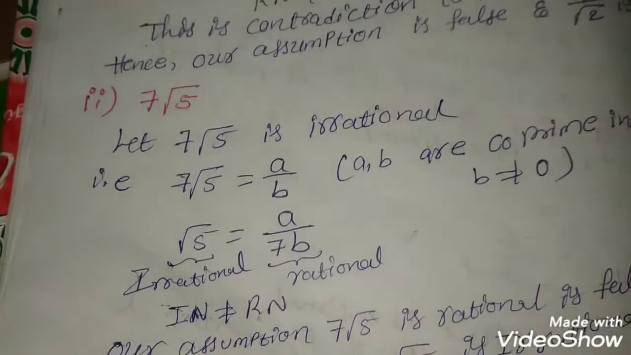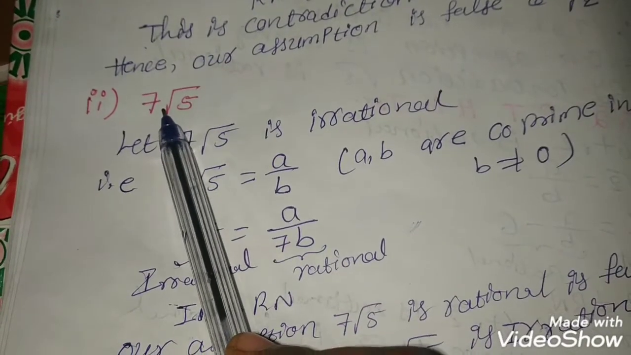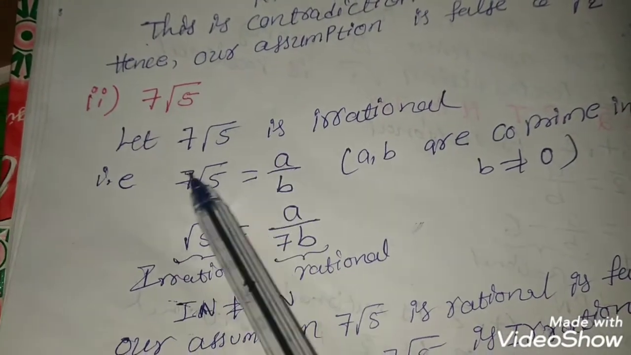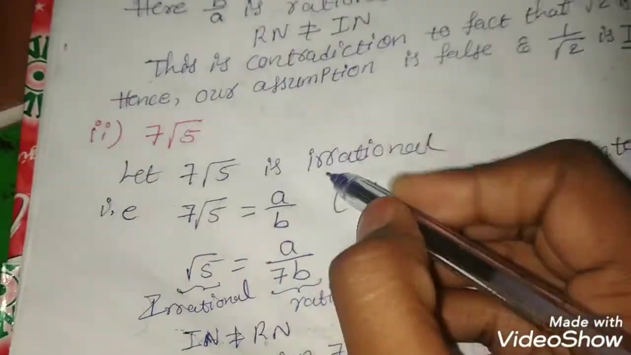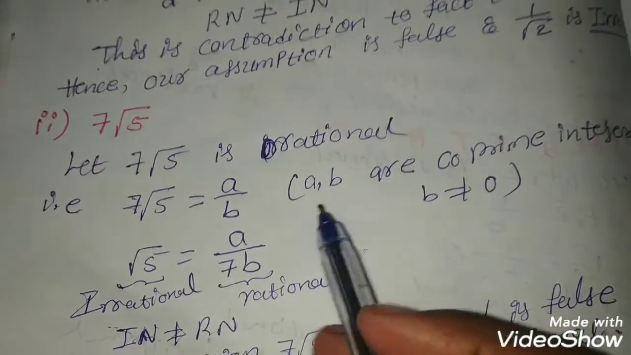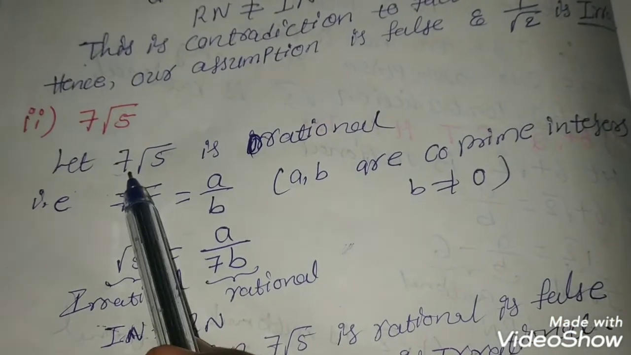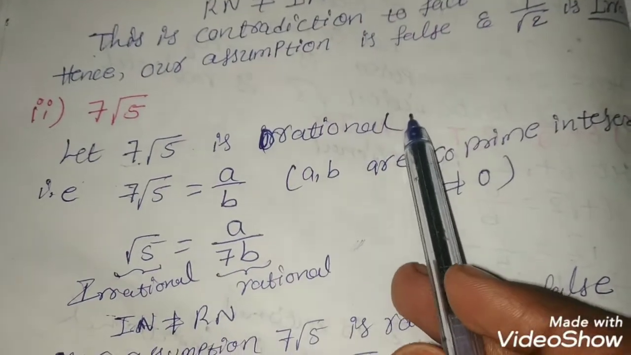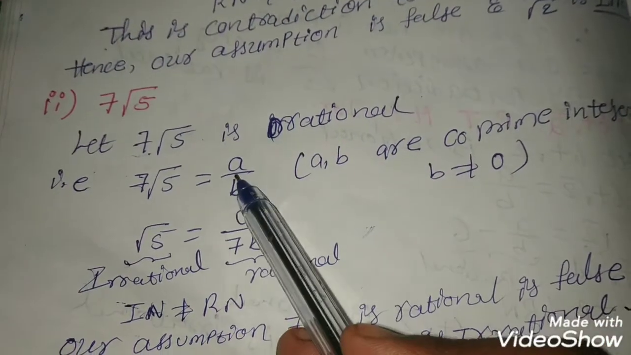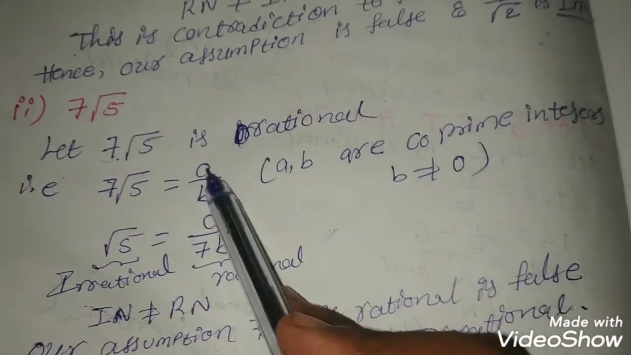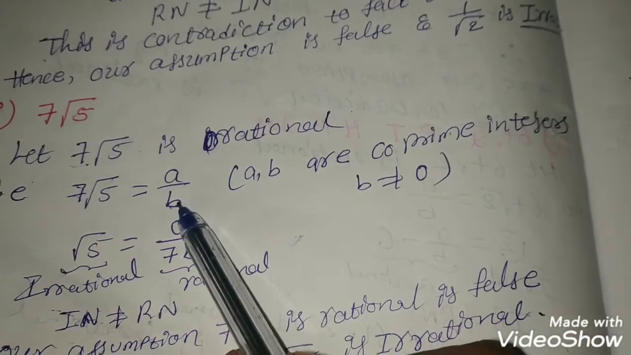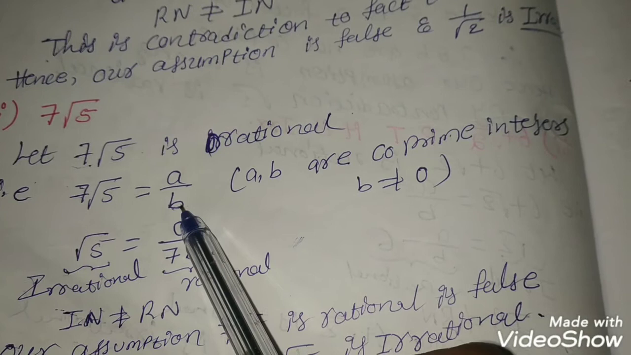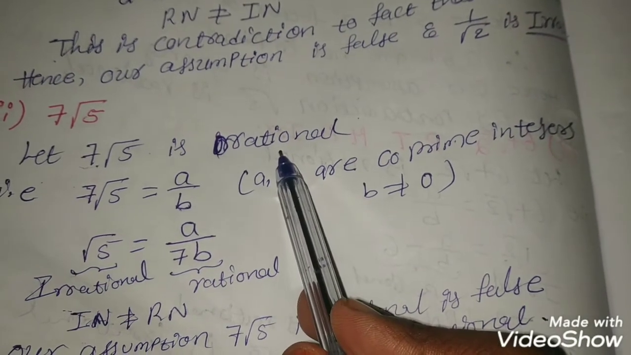Next question. 7 root 5 is a rational number. We have to prove it. Let us assume that 7 root 5 is a rational number. A rational number is in the form of a by b, where a and b must be co-primes, and the denominator is not equal to 0, always. We know the rational number formation.